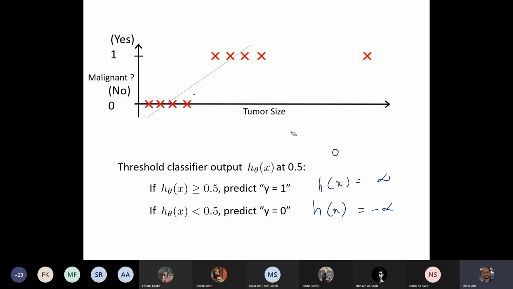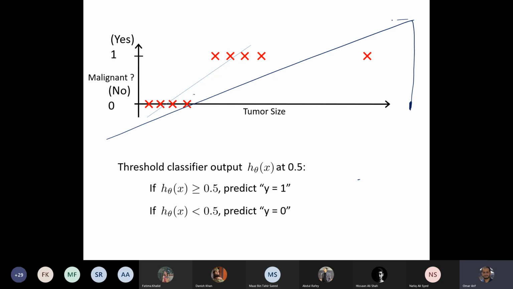For example, if I have a tumor size that lies somewhere over here, then looking at the line, I will have a value which is greater than 1. But I know that the ground truth only belongs to 0 and 1. In the linear regression framework, the hypothesis is framed in such a way that there is no restriction which will avoid getting values bigger than 1 or less than 0.